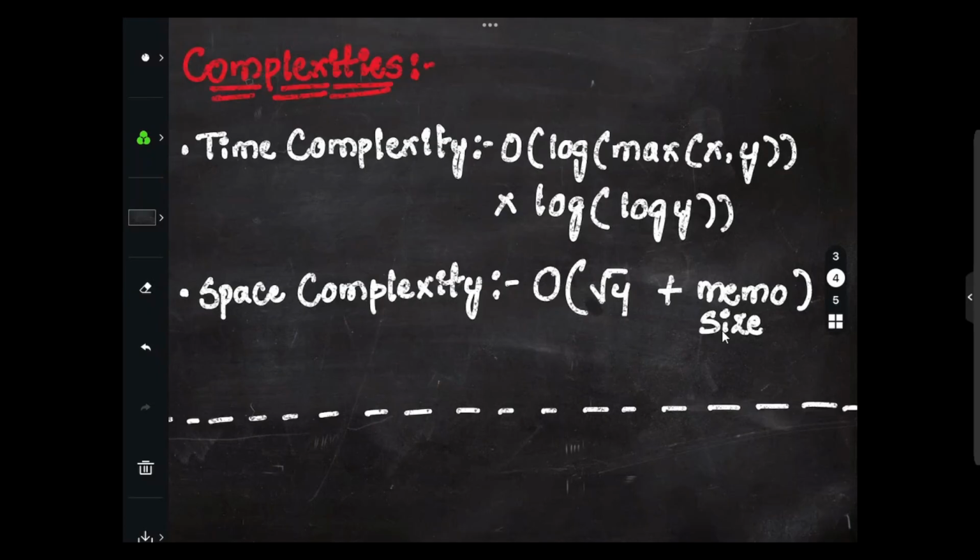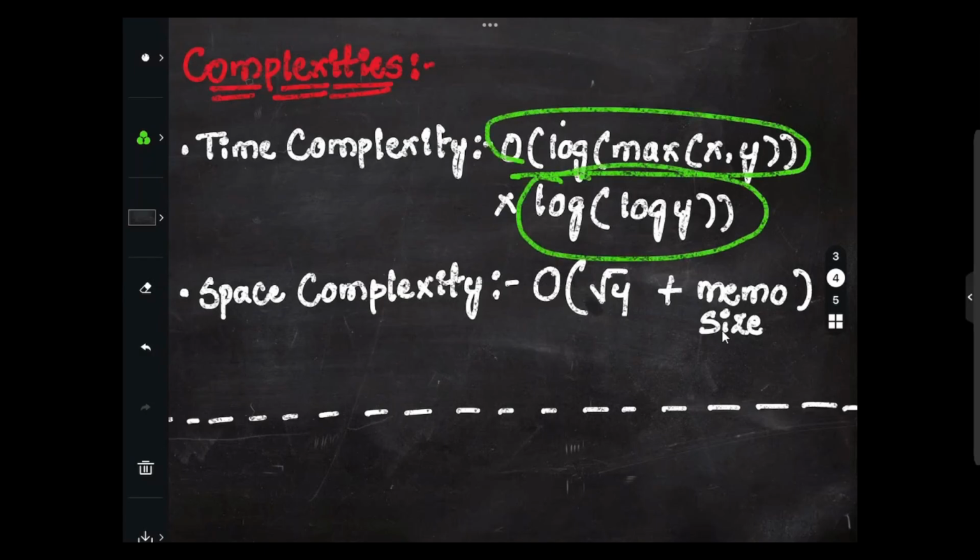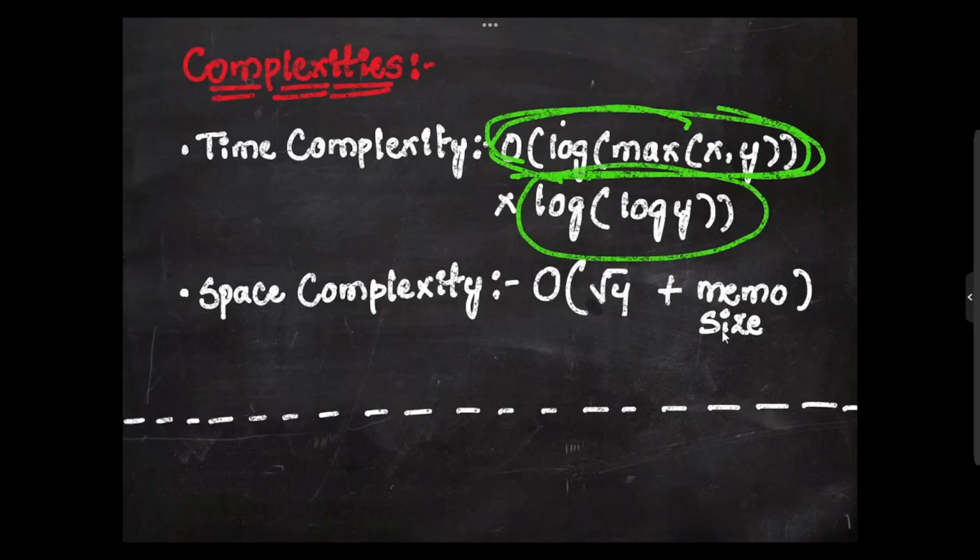Here, what will be the time complexity? The time complexity would be O(log(max(x, y)) * log(log y)) per test case. Why? Because we are making use of binary search, and we will also be making use of divisor traversal, which you will see when we write the code. The log of max of x comma y comes from the binary search, and the log of log y comes from the divisor traversal, basically. So it is due to the binary search plus divisor traversal.